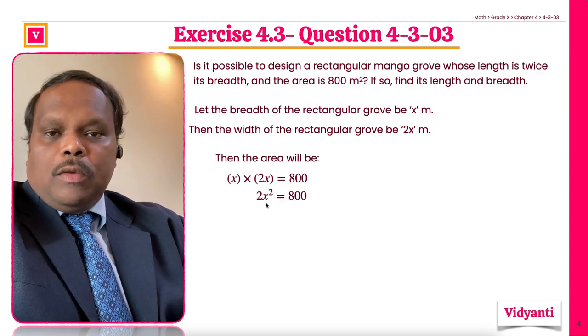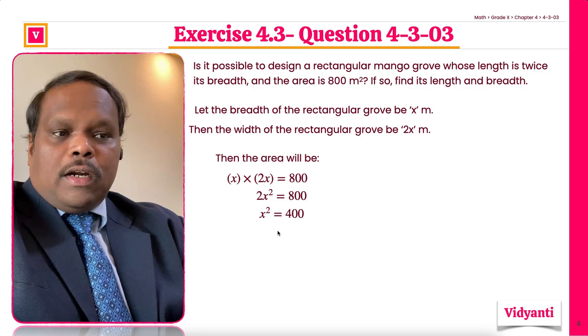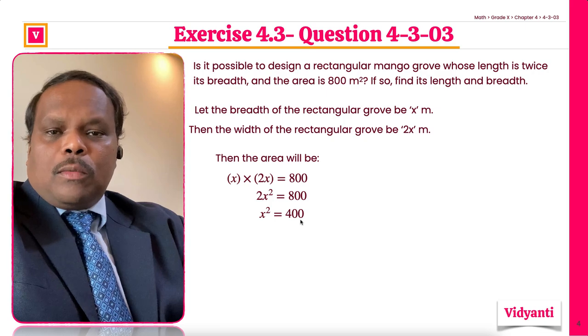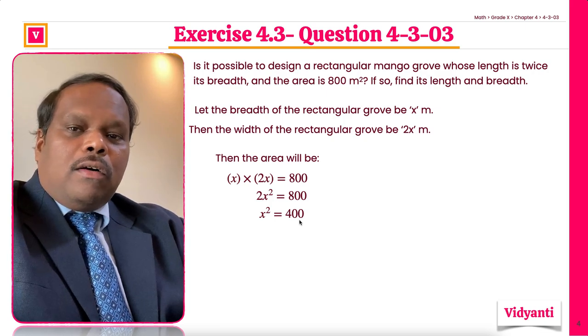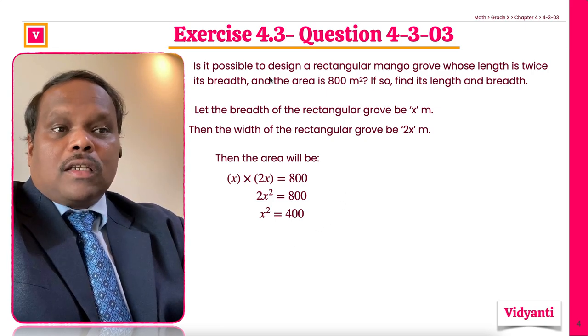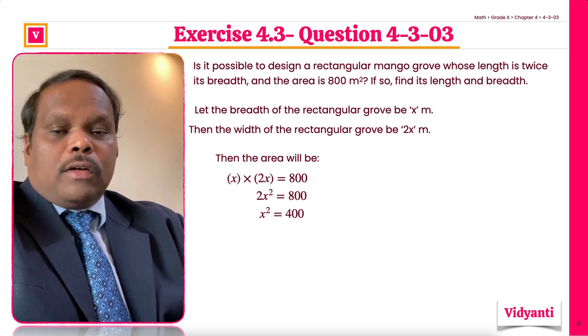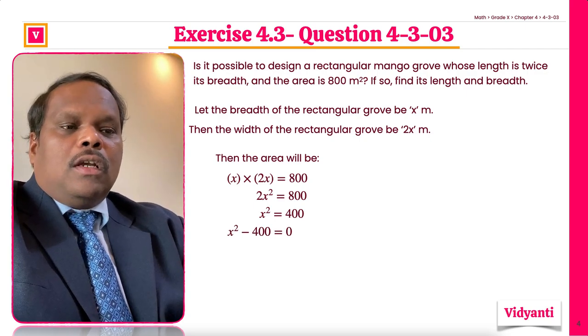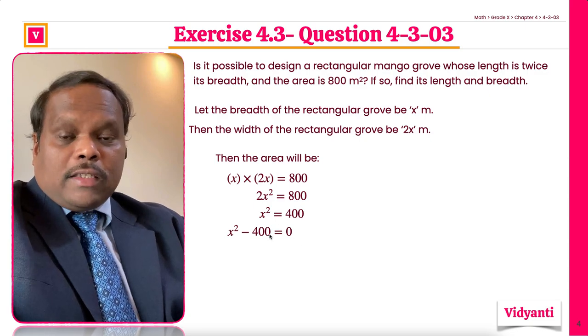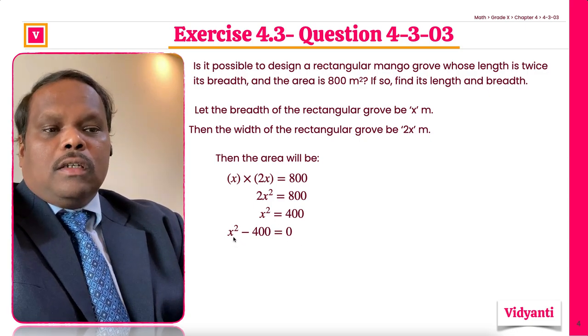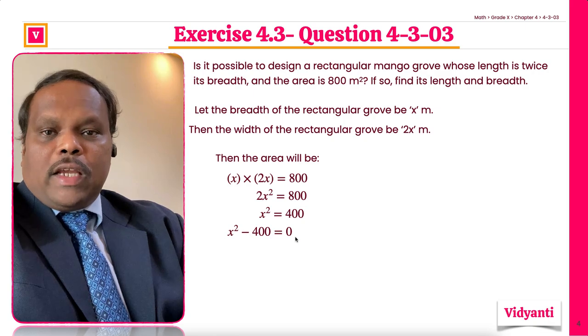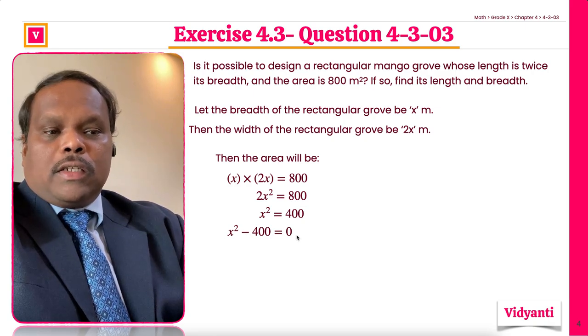So upon simplification, we'll get 2x square equal to 800, x square equal to 400. Now you'll say, okay, take square root of both sides and the answer is 20. Well, yes, but they have asked specifically whether it is possible. So we have to give some sort of justification using the current chapter, quadratic equations. And so we will make this a quadratic equation, and we'll transfer everything to one side, keeping 0 on the other side.